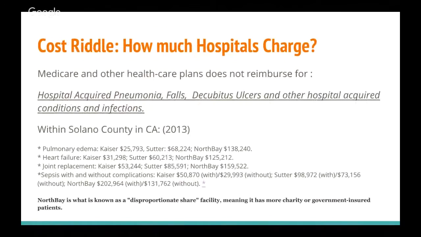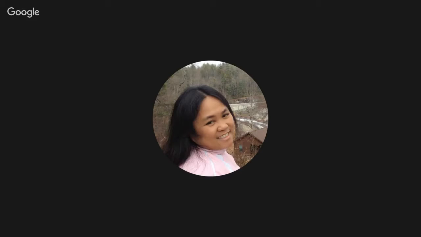I have inserted in here some examples from where I live. Three hospitals charged, well, the averages for the same diagnosis. For example, Kaiser, an HMO, charges $25,000 for pulmonary edema, while Sutter, a pretty big hospital around here, charges $68,000, while North Bay, their easy access hospital, charges almost $140,000. So different hospitals charge differently.